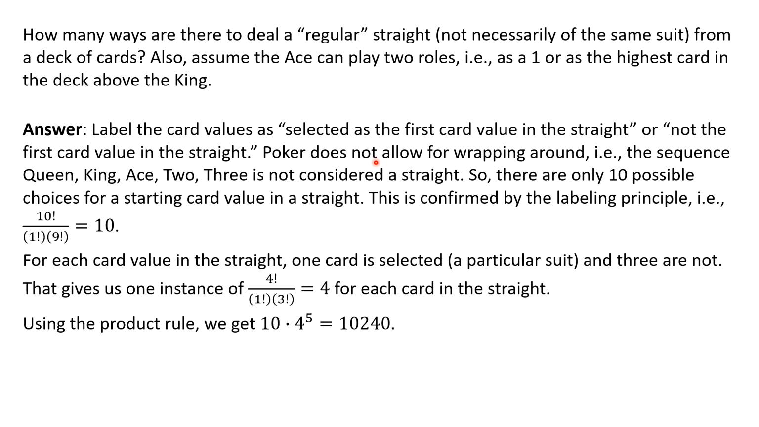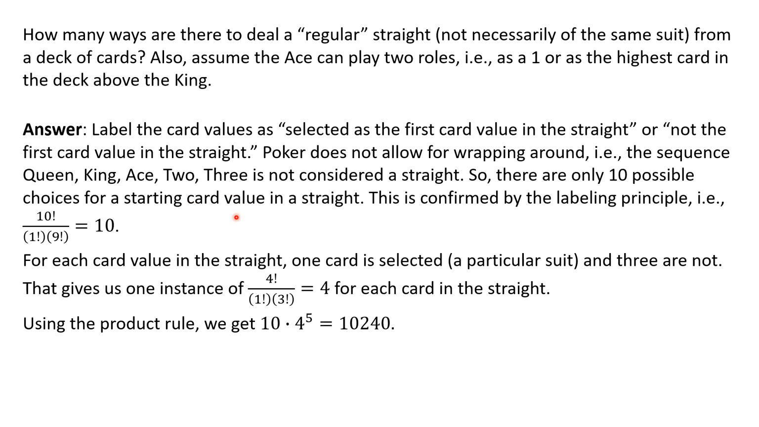So we can mark one of the cards as being selected out of those 10 possibilities, and then the other 9 as not being selected. So using the labeling principle, we have 10 factorial over 1 factorial times 9 factorial, or 10, or you could just reason that it's 10, right? There's just 10 possible choices.